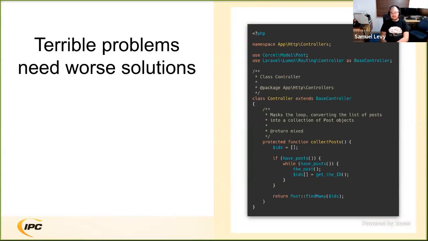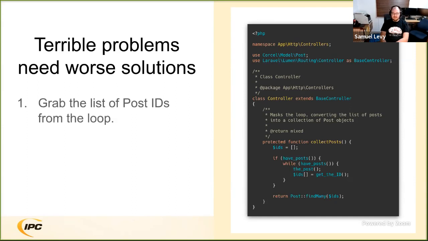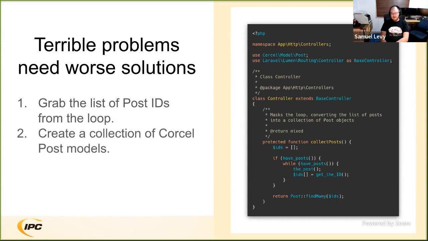Terrible problems, they kind of need even worse solutions. So that's what I did here. I grabbed the list of post IDs from the loop. Can't avoid it. It's already there. WordPress already knows what it's looking for. Get the IDs. Once I have all of the IDs, I can just grab a collection of post models from Corcel.